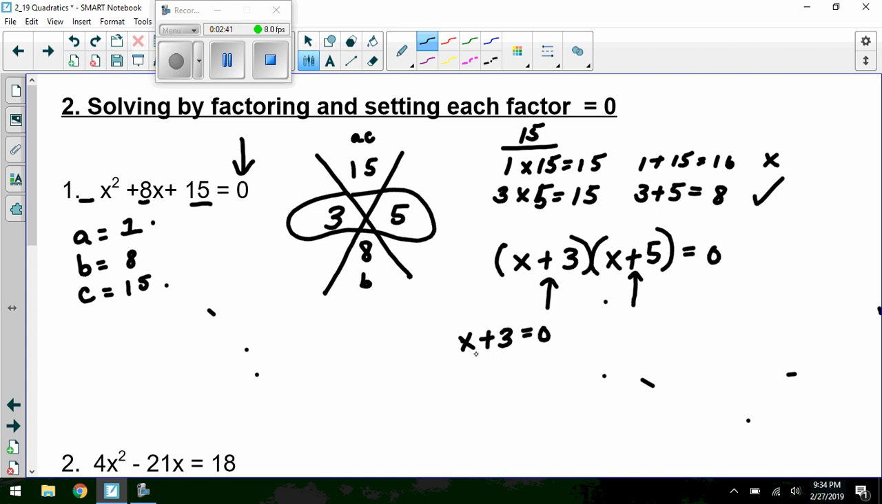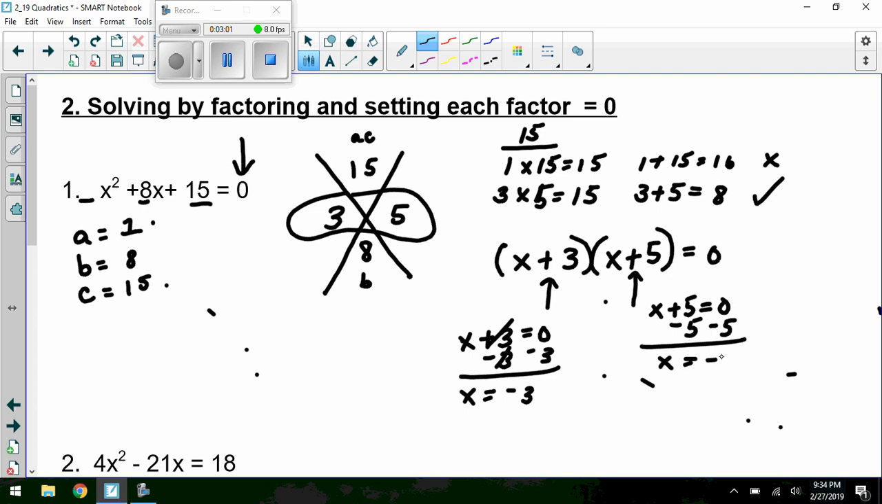How am I going to solve for x? I'm going to subtract 3 from both sides. Those cancel, so x could be -3. That's one of our answers. For here, x plus 5 is equal to 0. Subtract that 5, and x is equal to -5. So these are my two answers for question number 1.